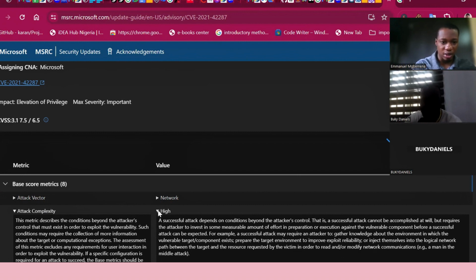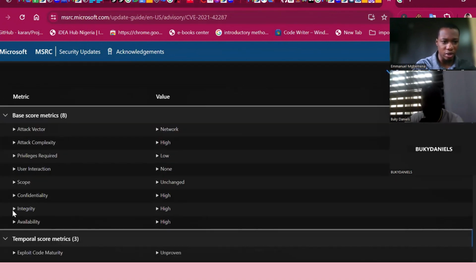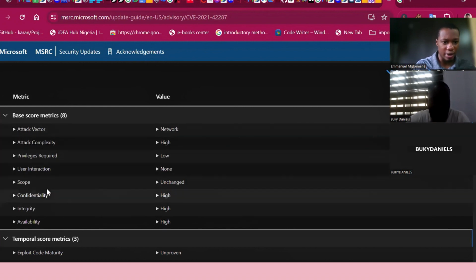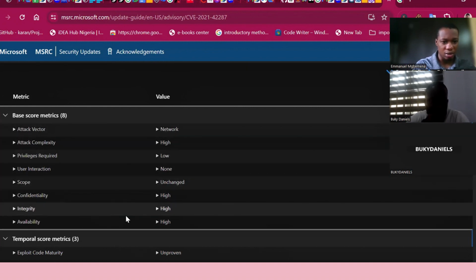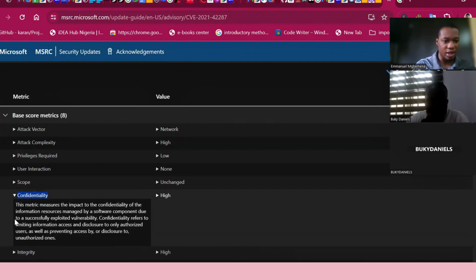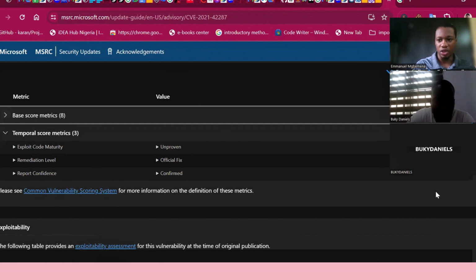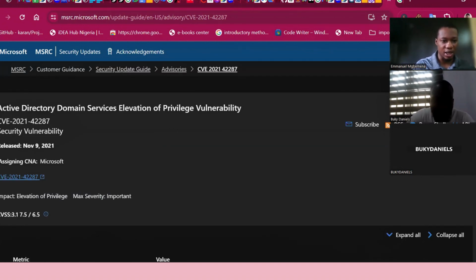Okay, so it's high. I think they told us to use a particular model for scoring, which we'll look into. But this is the one Microsoft is using. Confidentiality. Does it pose a confidentiality risk or integrity risk or availability risk? So I think these are their metrics for scoring it as 6.5, which is important to treat. So let's go back and see.